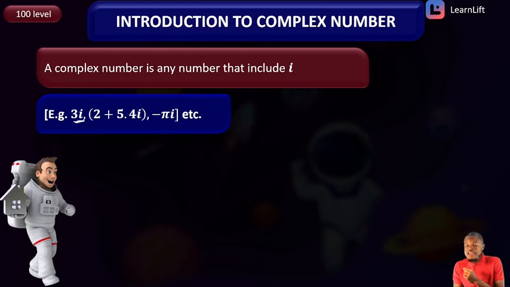Your 5 plus 4i, because of this i there, it's a complex number. Your pi i, negative pi i, that's a complex number. So all of these are examples of complex numbers that you have.